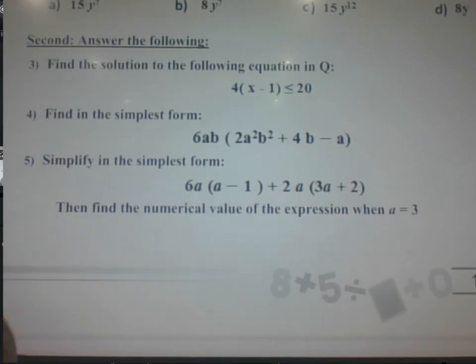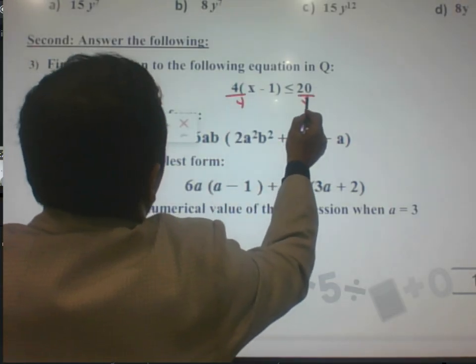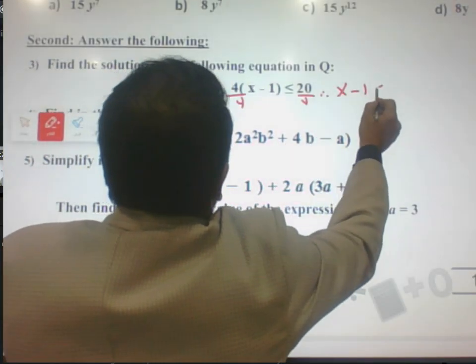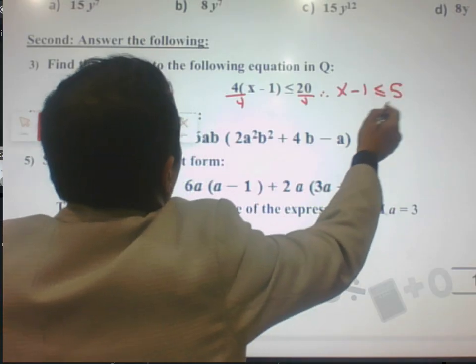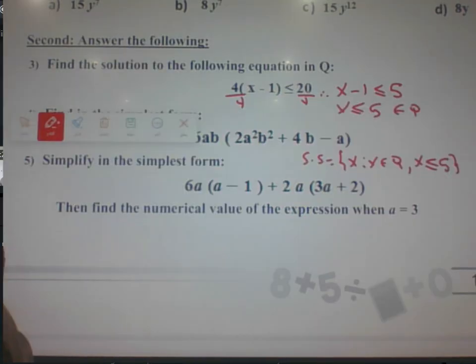Down, we can solve this inequality. First step, divide both sides by 4. Then x minus 1 is less than or equal to 5. Next step, move the 1, then x is less than or equal to 5 plus 1. Then the solution set will be x such that x belongs to the rational numbers and x is less than or equal to 5. Okay, understood these steps?